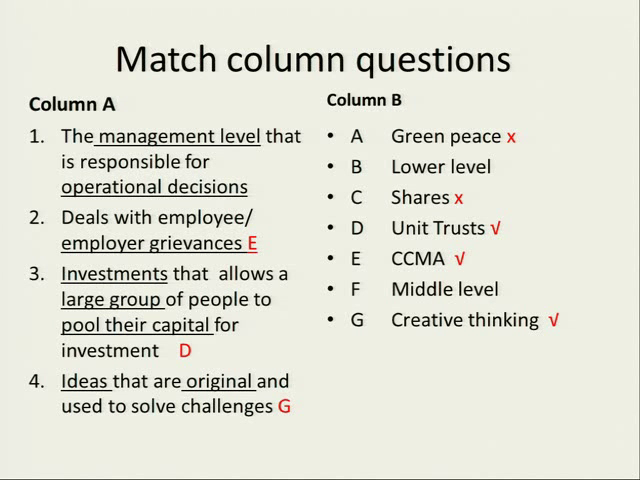We tick it off. And next to number 3, in the learner's answer book, the answer will be D. Number 4, ideas that are original and used to solve challenges. There's only one correct answer in column B, and that is creative thinking. This exercise is complete, but the learner could still not get a correct answer for question 1, because the learner still wants to come back to this question to decide between the lower level or the middle level of management.